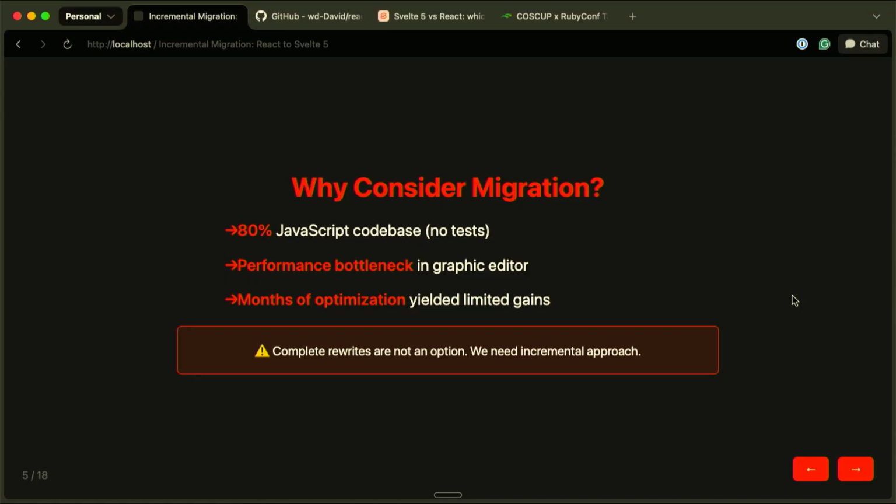In our use case, we have 80% of the code written in JavaScript, with no tests and no documentation. We have a really critical performance bottleneck in our graphical editor. So let me introduce what our company does. We're Dip. We help our clients, cosmetic brands like Estee Lauder, Shiseido, and L'Oreal, create visuals, and they can publish them on e-commerce platforms like Lazada, Amazon, Momo, PC Home, and so on.